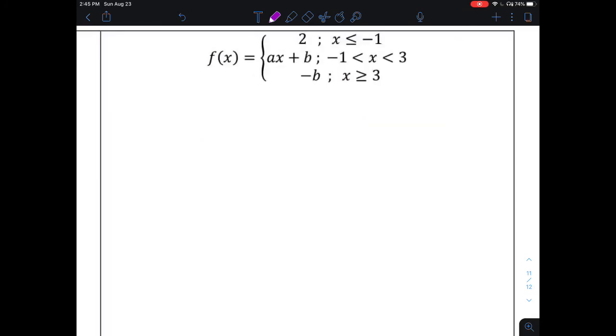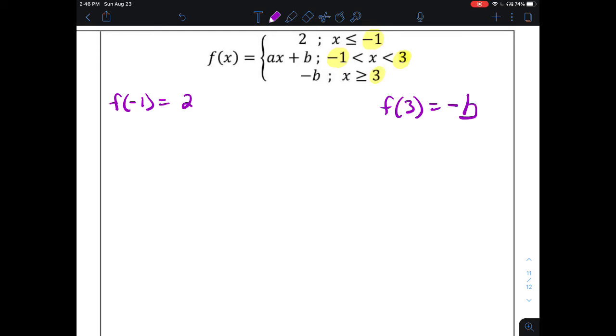Now let's go to this next one. So we got 3 separate parts here. To force the function to be continuous over its entire domain, it's going to have to be continuous at all these breaks, so at x equals -1 and at x equals 3. So I need to start working through my definition of continuity, and we'll start by asking, is it defined at the breaks? So f of -1 is defined, it equals 2. I'm going to do the same thing for 3. So at x equals 3, it's defined as equaling -b. So it will have values at the breaks.